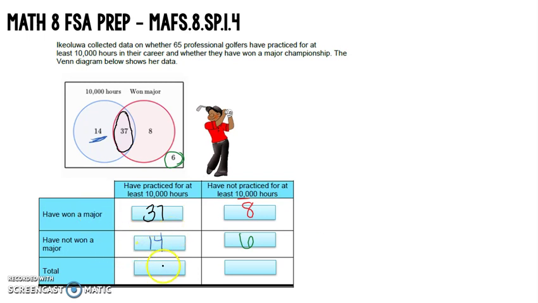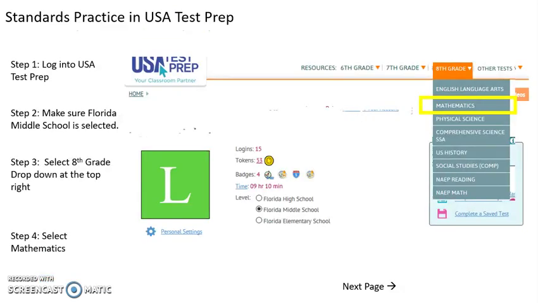So if we were to add up these columns, 37 and 14, we would have 51, and then 14. So what can you say about this data? Is it better to try to reach that goal of practicing 10,000 hours or not? I would say yes. So if you're looking to be a professional golfer, that goal should be to try to get to practicing 10,000 hours, because obviously your chances of winning a major significantly increase.